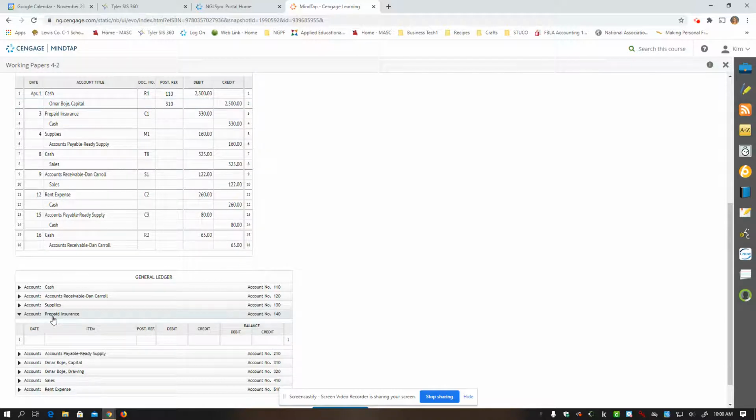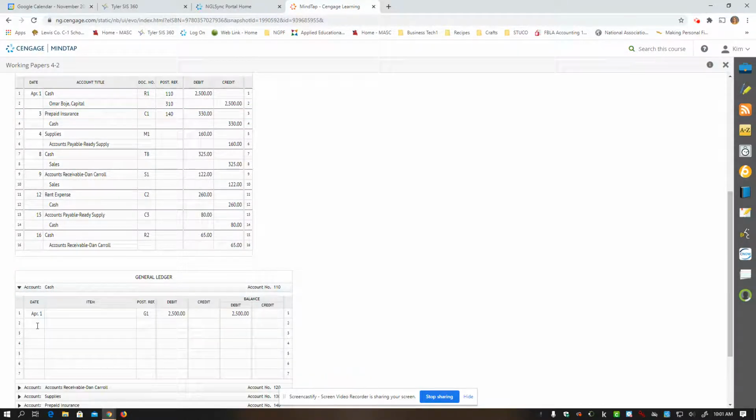So prepaid insurance is next. APR 3, G1, 330. 140 goes up in the post reference. G1 for post reference in the ledger, 140 for the post reference in the journal. Next one's cash. You just have to put the number 3 there, still G1, but it's a credit for 330.